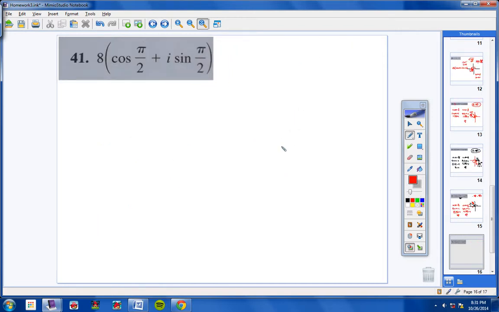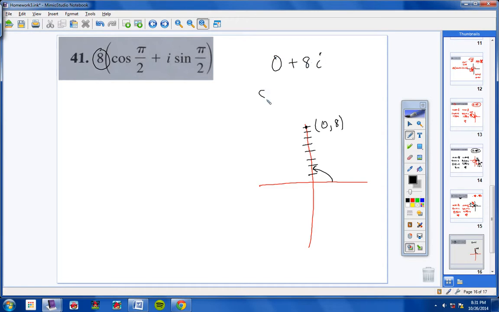Number 41. This should be a pretty fast one because pi over 2 is 90 degrees. So this is really easy. We're going to rotate 90 degrees to here. And then we're going to go up how far? 8. There we go. So what is that ordered pair called? 0, 8. So it would be 0 plus 8i, or you're welcome to just call it 8i if you want to. Okay? Check the back of the book real quick. Yes, that is correct.